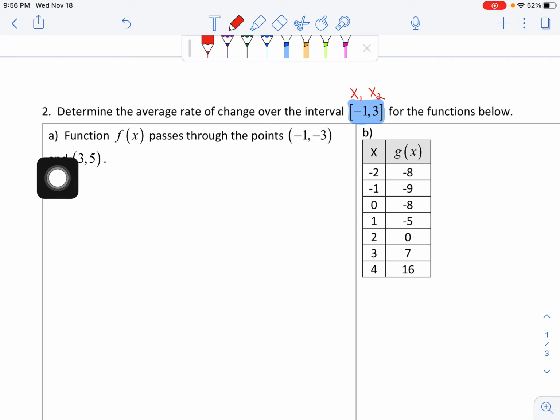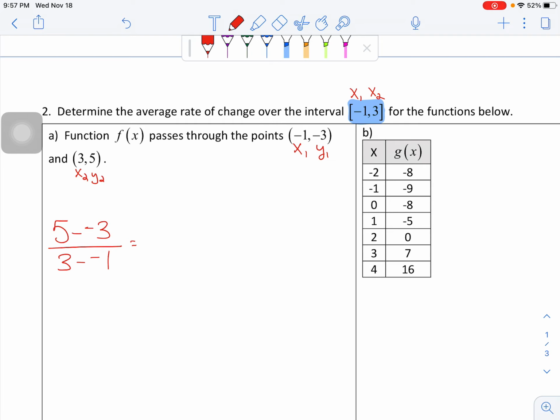So I want to look at problem part A here. Function f of x passes through the points -1, -3. So I've got my first x value here, and 3, 5, and I have my second x value. Using these two ordered pairs, x1, y1 and x2, y2, I'm going to go ahead and use the slope formula. So 5 minus -3 over 3 minus -1.